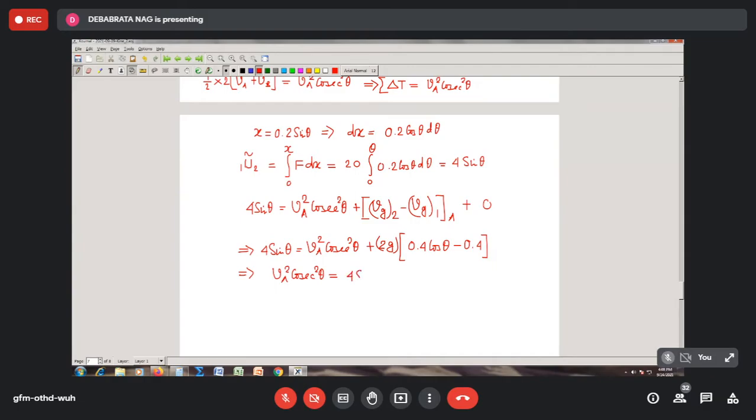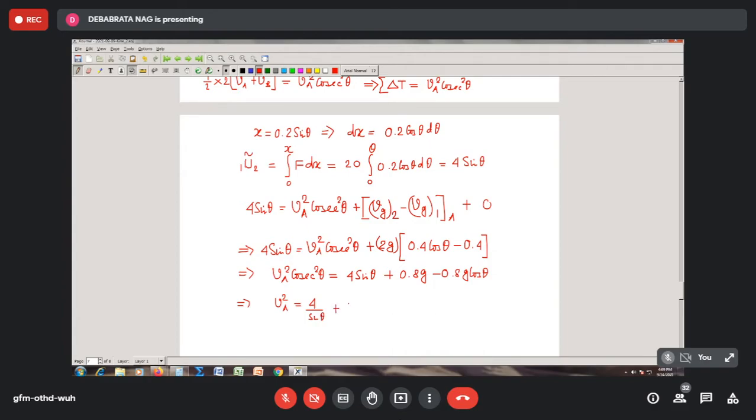It becomes equal to 4 sine theta. Then this becomes plus, this means it is becoming 0.8 g. Then it becomes minus 0.8 g cos theta. So you see, ultimately what you can write is something like that. You can say VA square divided by this thing. So it becomes therefore 4 by sine theta, correct?